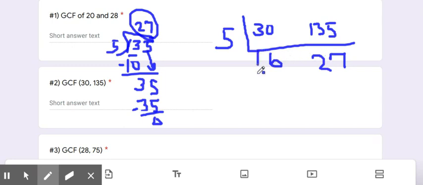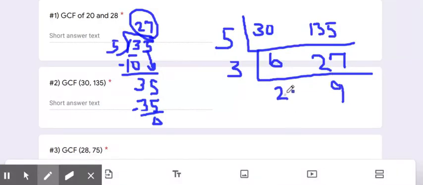So let's make an additional ladder and pull out that common factor of 3. Like we said, 3 times 2 would be 6, and 3 times 9 would be 27. Do 2 and 9 have a common factor? And you would say no, right? Only 1. 1 is the only factor that 2 and 9 have in common. And when the common factor is only 1, then you know you're done making ladders.